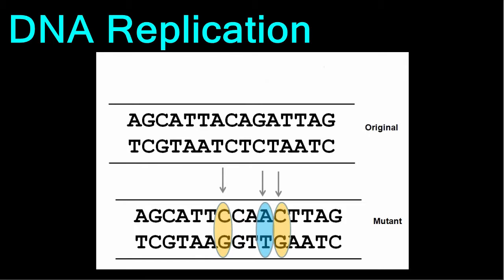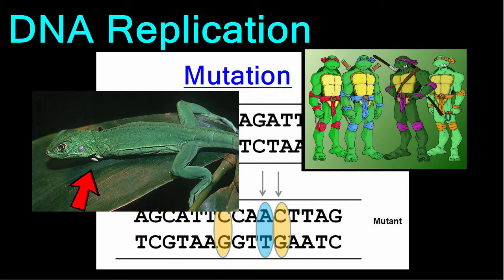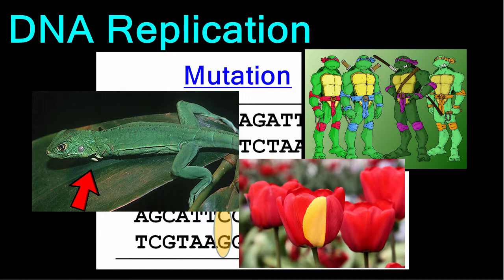This change in the genetic code is called a mutation. Mutations can be problematic to the organisms. Mutations can also sometimes be beneficial. Other times, mutations don't seem to have any effect whatsoever to the survival of an organism. We'll discuss mutations and how they can affect an organism in a later lesson.